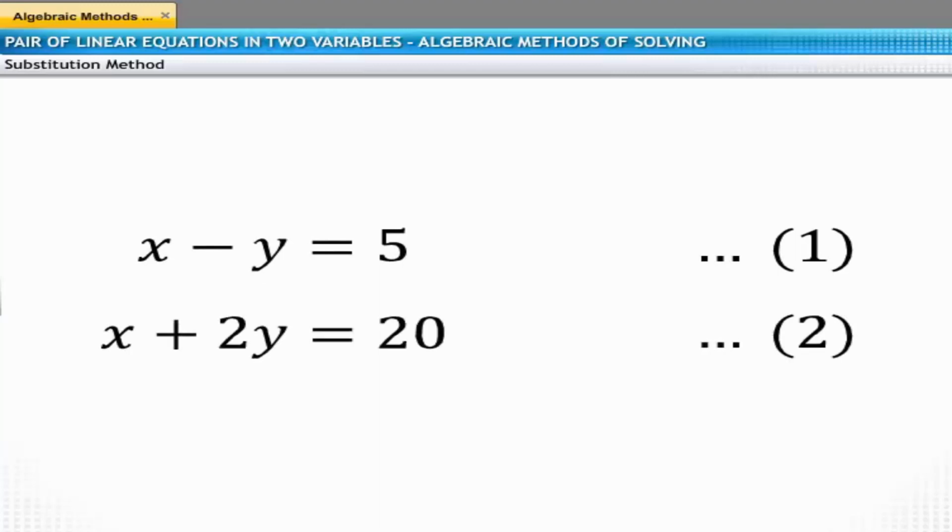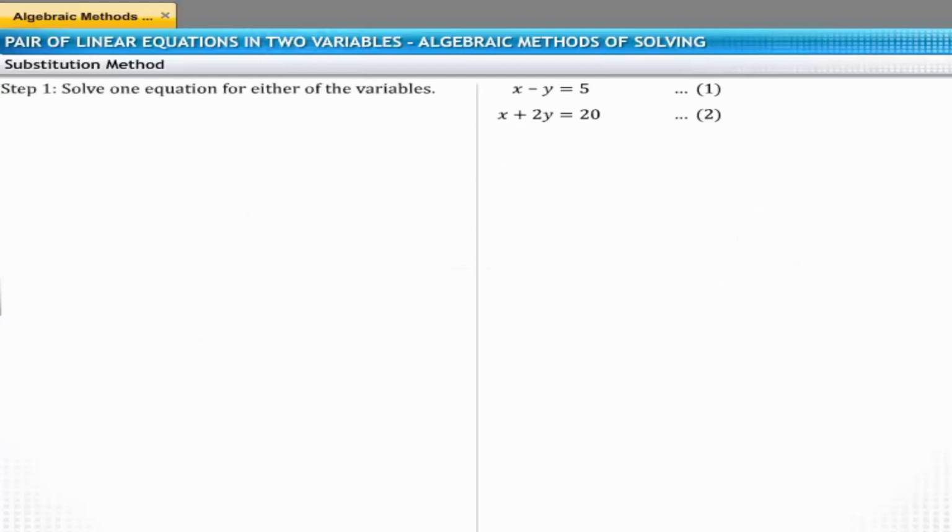Let's begin with the substitution method. Consider the pair of linear equations x minus y is equal to 5 and x plus 2y is equal to 20. The first step to solve a pair of linear equations by the substitution method is to solve one equation for either of the variables. In other words, we can solve for either x or y in either equation 1 or equation 2. The choice of equation or variable in a given pair does not affect the solution for the pair of equations. To keep it simple, choose the equation and variable that can be solved quickly without complication. Looking at these two equations, we can see that rearranging equation 1 to make x as the subject is simpler. So, we solve for x in equation 1.